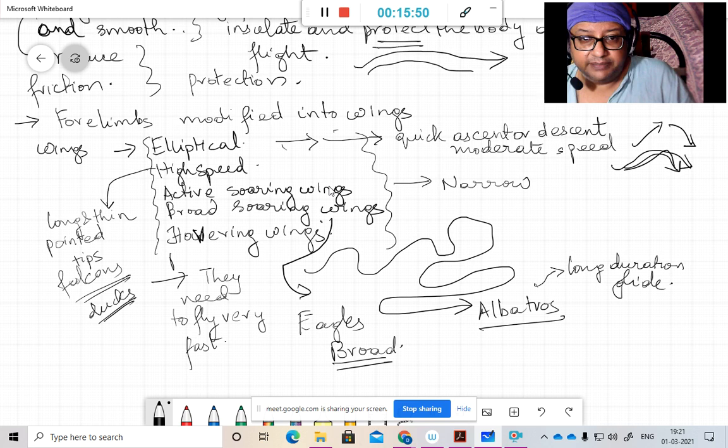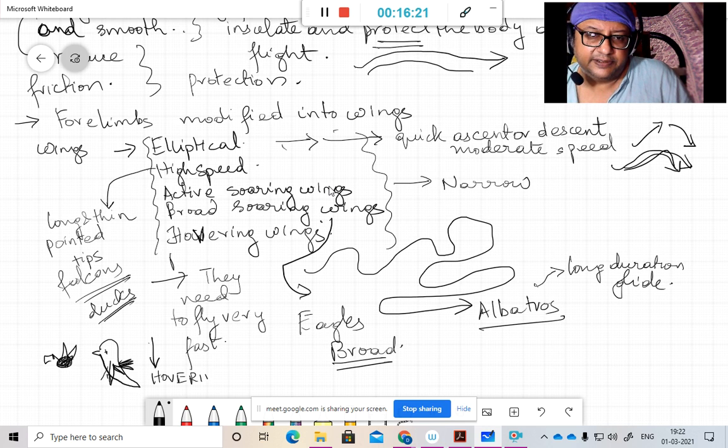Then there is a type known as hovering, like in hummingbirds. They are small birds. They beat their wings so rapidly that it seems they are stuck in one place, and that is known as hovering. Actually, this is a type of flight known as hovering flight.